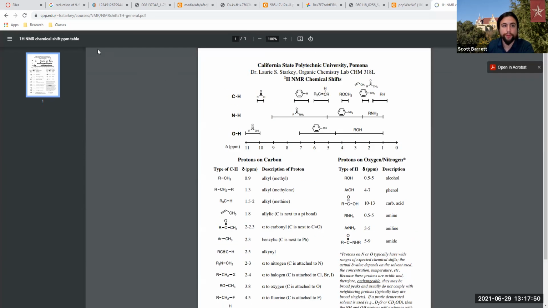So if you do want to review this, you can always just go forward to Google the proton NMR chemical shifts, but the people who kindly provided this for us would be the California State Polytechnic University in Panama. And this is the sheet that I'm going to use to allow you to have a review set for this.